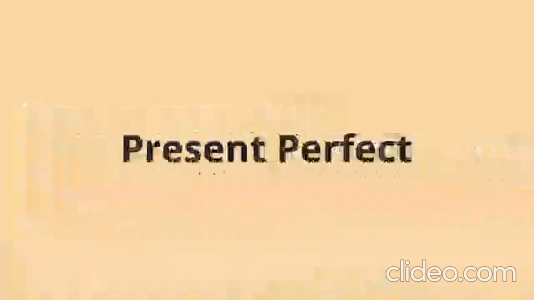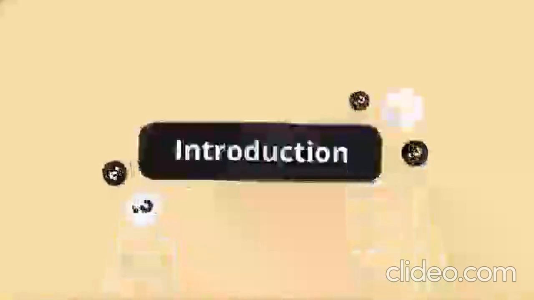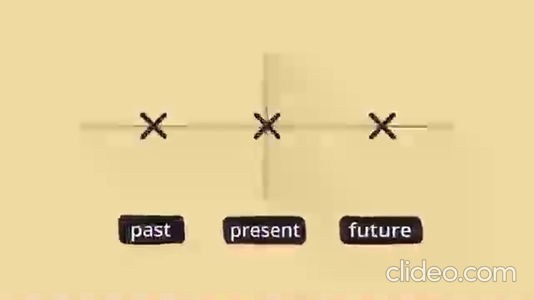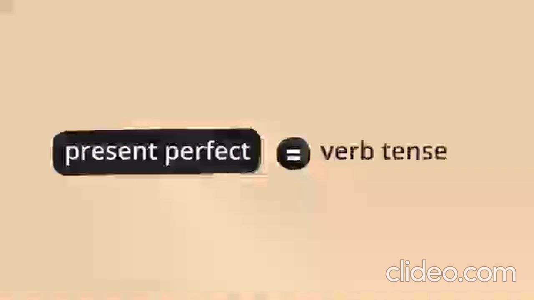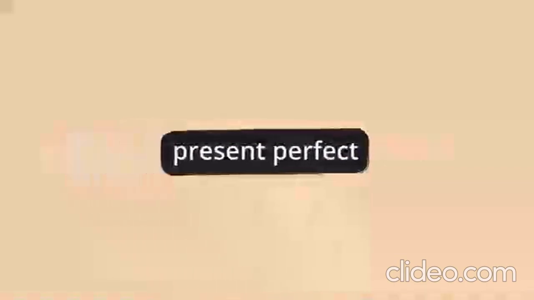Present perfect. What are verb tenses? Verb tenses show if an action takes place in the past, present, or future. The present perfect is a verb tense. We use the present perfect tense for two reasons.